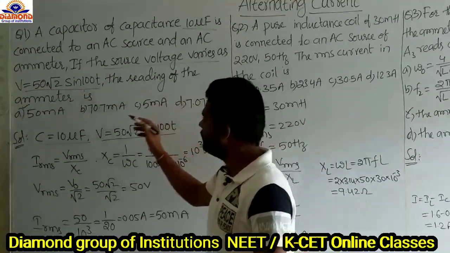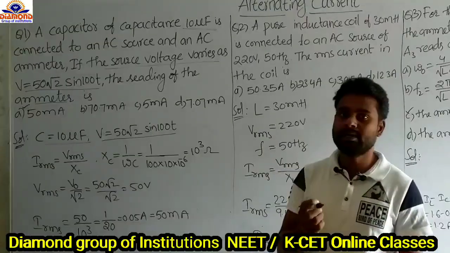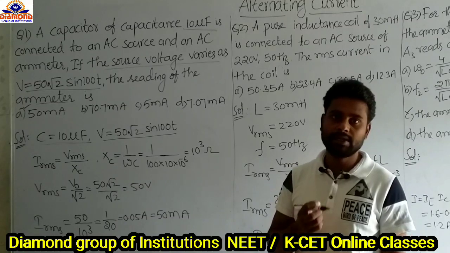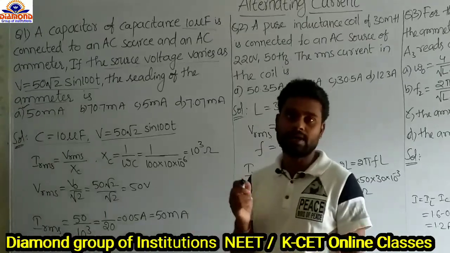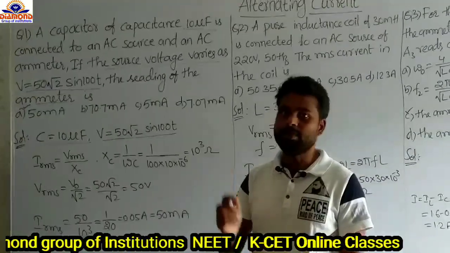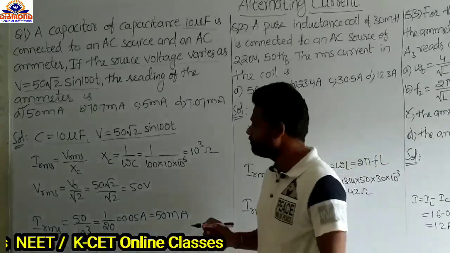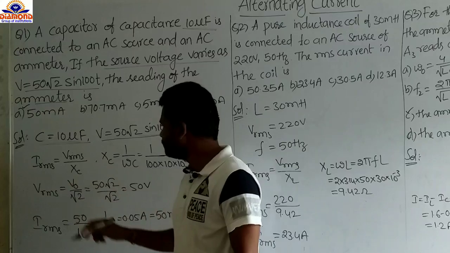The reading of the ammeter is what we need. Remember, the ammeter reading is nothing but the IRMS, and the voltmeter reading is nothing but the VRMS. If they ask the ammeter reading, we have to find the IRMS. If they ask the amplitude of the current, we have to find the I0. Remember that one.